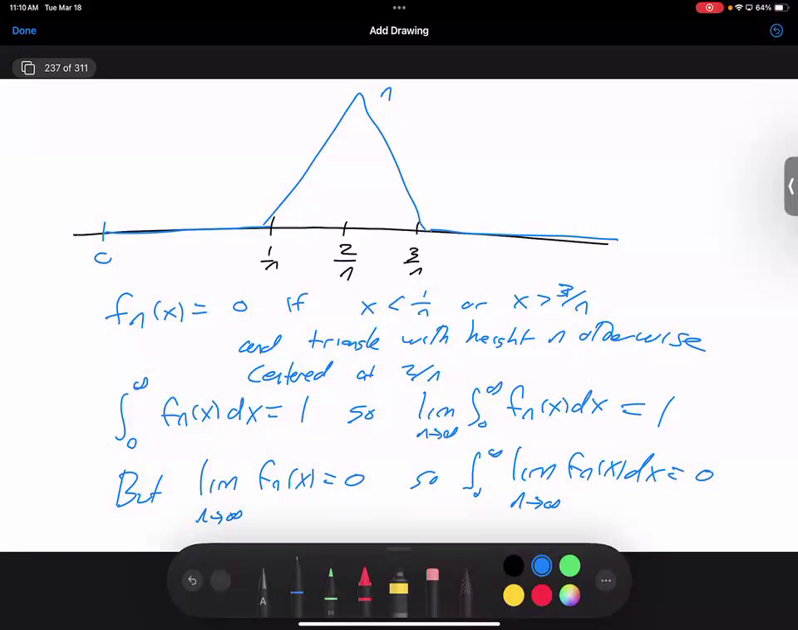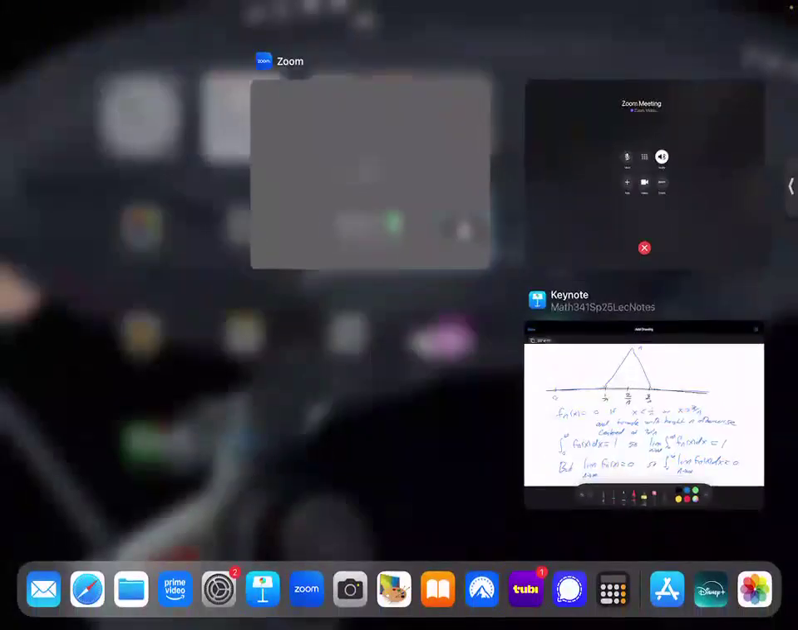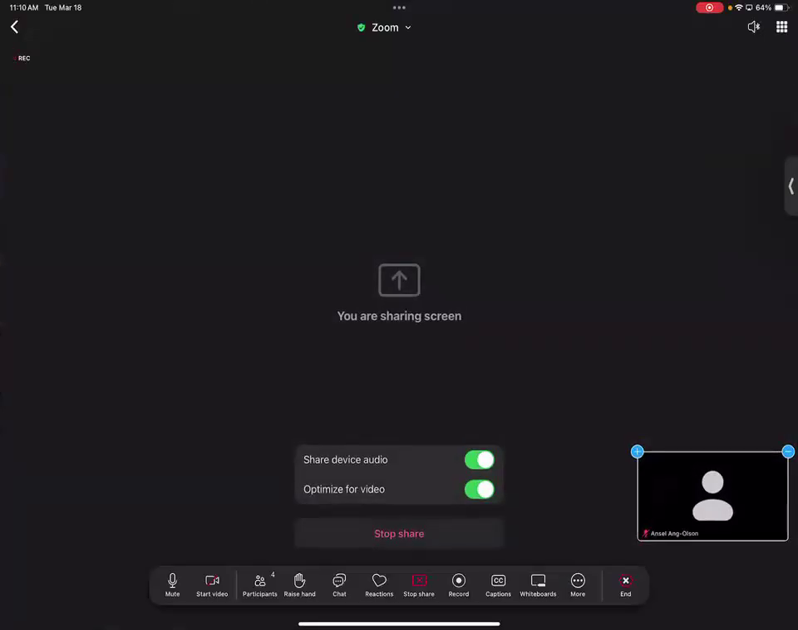This is not a class with real analysis as a prereq. This is just 2 quick examples to show you we have to be careful. And just because things are working doesn't mean that they will always work. All right, so that's all I wanted to do from that. All right, so this is a good place to stop.